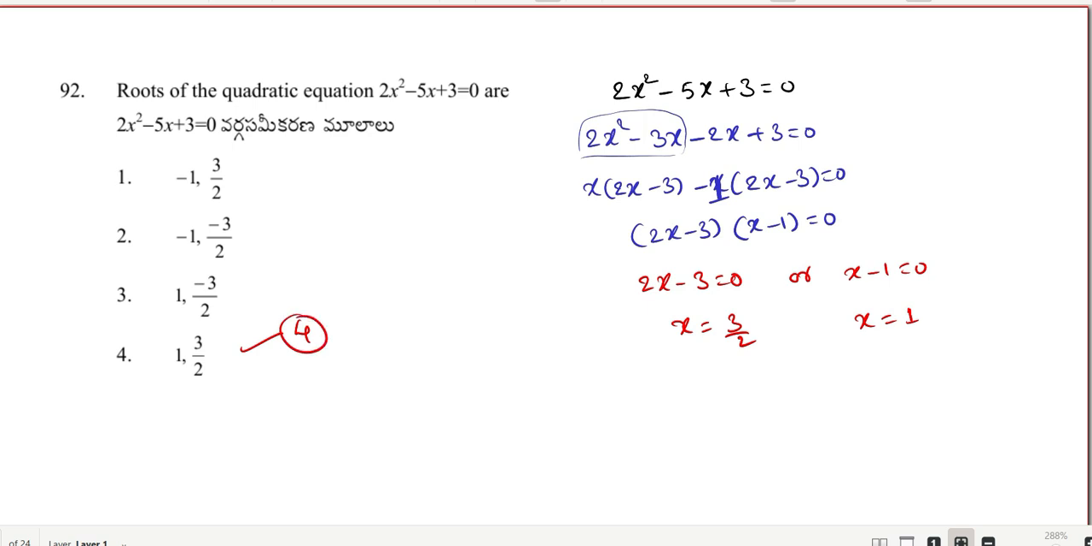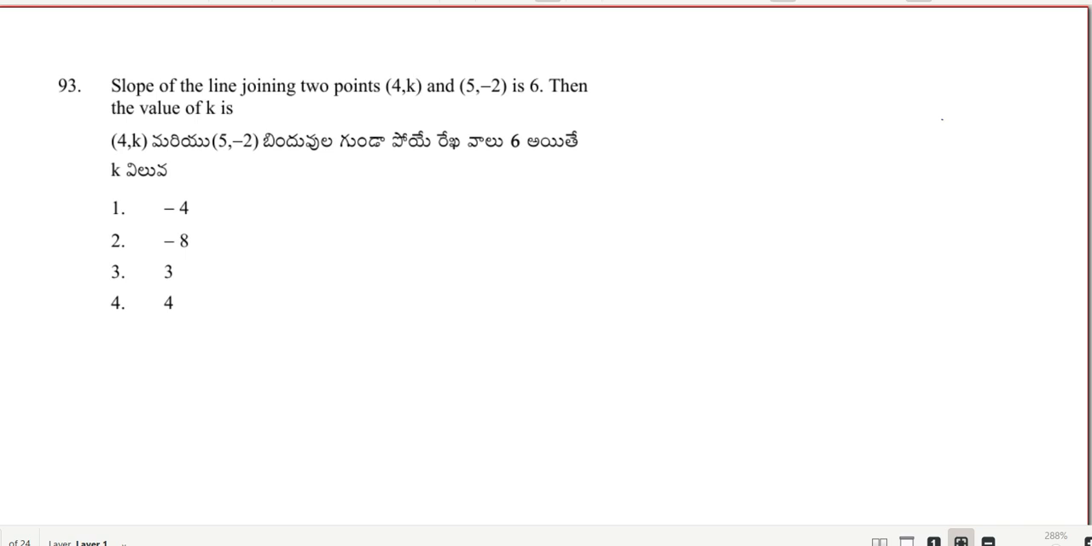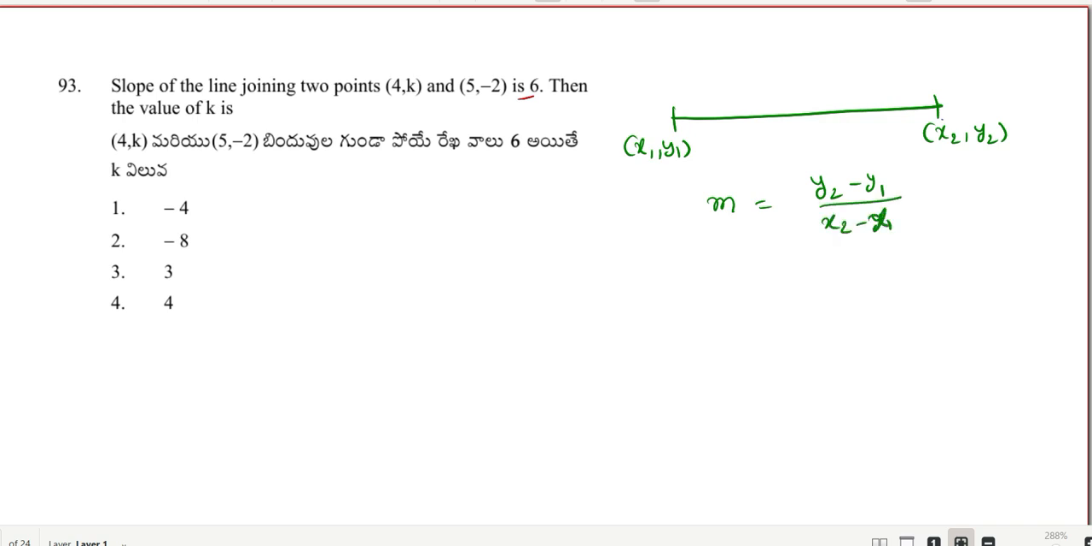Okay. Now let us see this third question. The slope of the line segment joining the points (4, k) and (5, minus 2) is 6. Then find the value of k. Okay. To solve this problem, one must be aware of the formula related to the slope. If a line segment joins the two points (x1, y1) and (x2, y2), the slope of this line segment will be obtained by using the formula m is equal to y2 minus y1 by x2 minus x1.